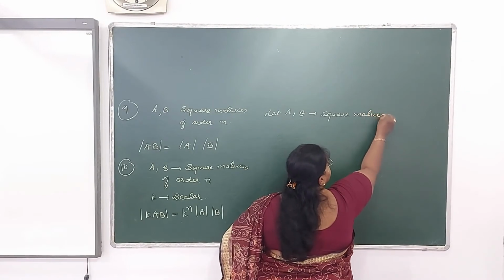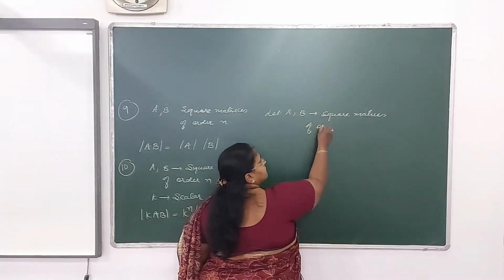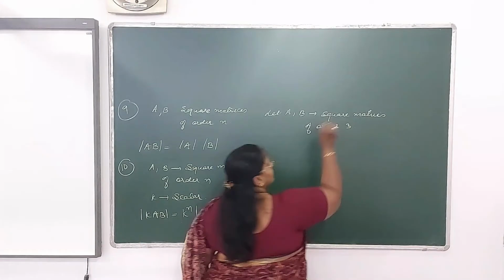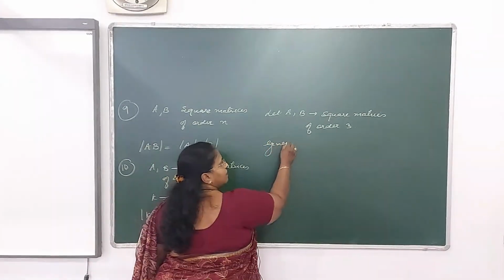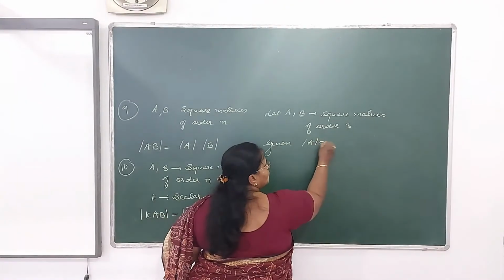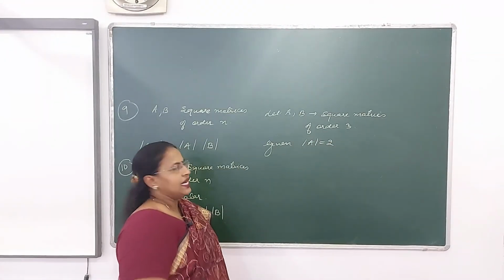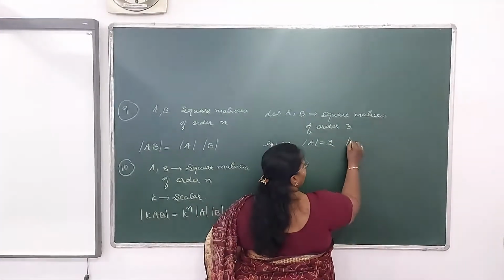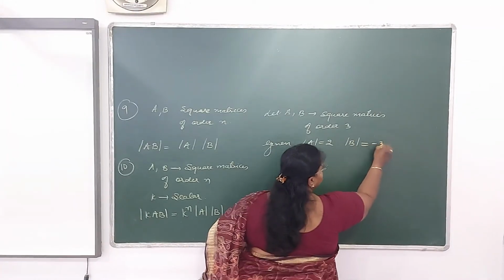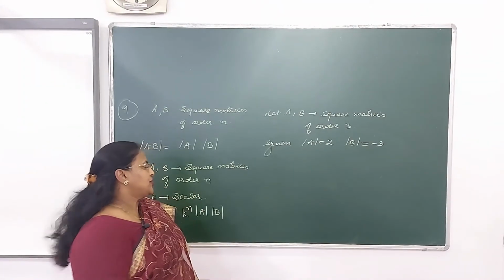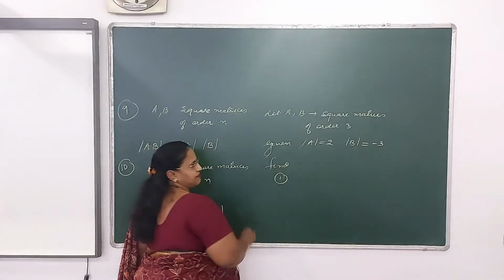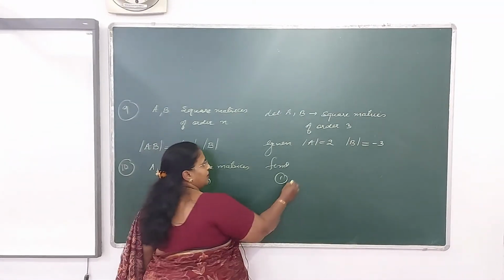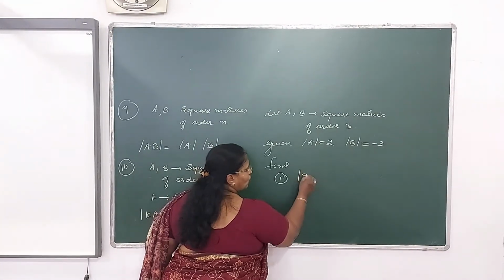3. Okay, and given here, determinant of A is equal to 2, determinant of B is equal to minus 3. The question is, find the first one, determinant of 2 times A.